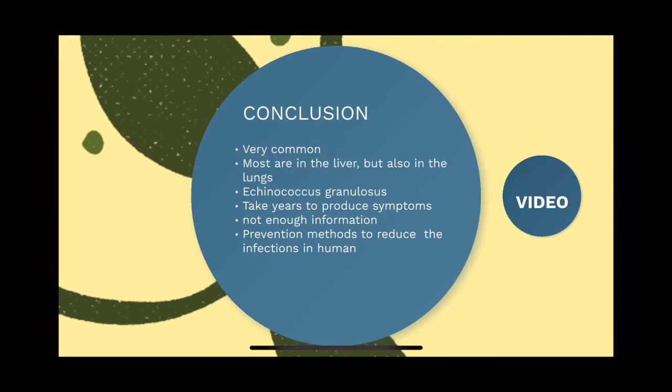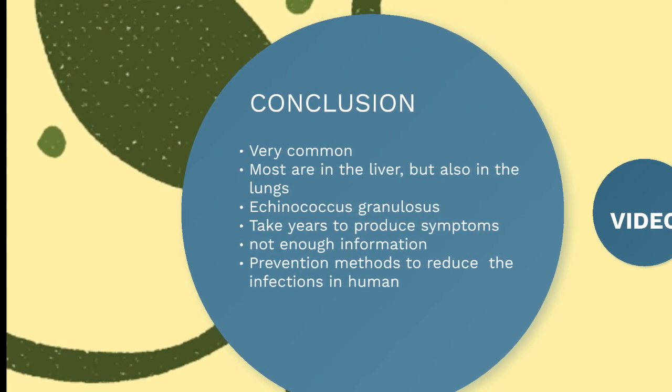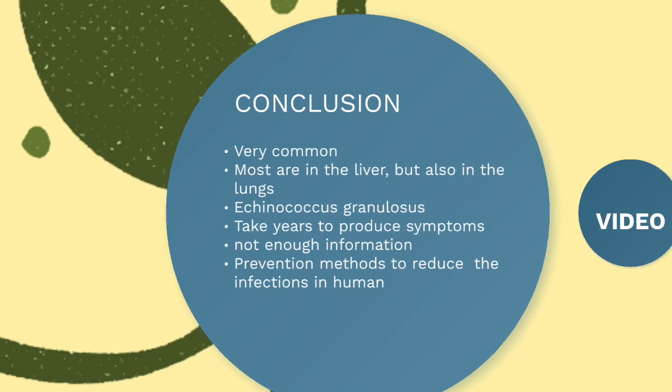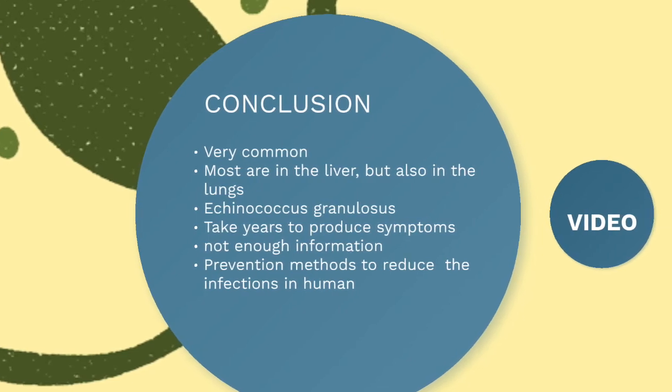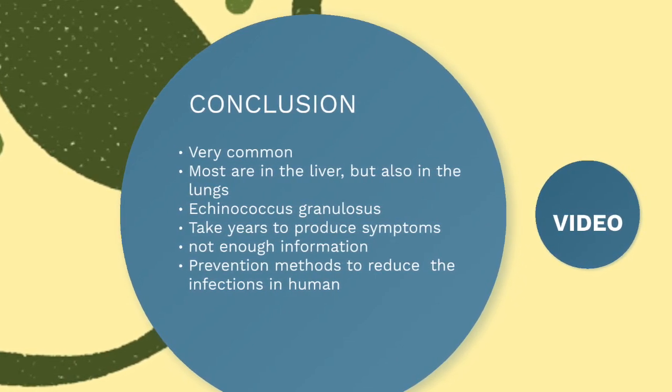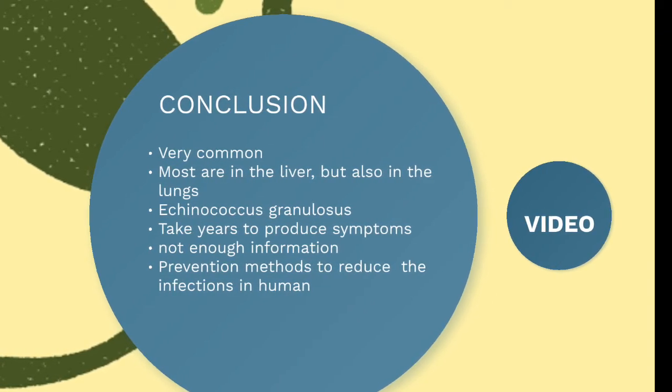In conclusion, echinococcal or hydatid cysts are very common in South America, and most of them are located in the liver. This type of cyst is caused by the Echinococcus granulosus tapeworm, and even though it takes years to produce symptoms, it is very dangerous. In Ecuador, the prevalence is high, but there isn't enough information about this disease. So it's very important to inform people about the prevention methods of the echinococcal cyst to reduce the cases in Ecuador.